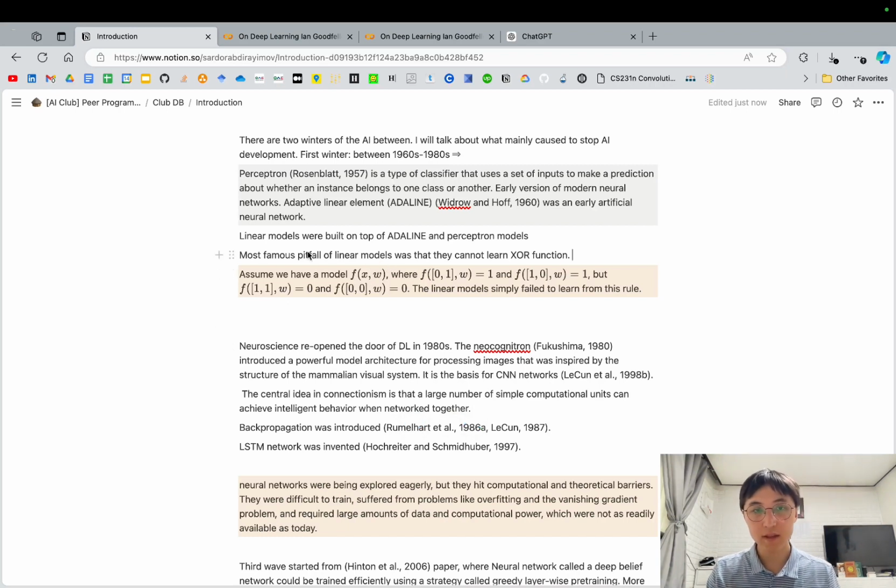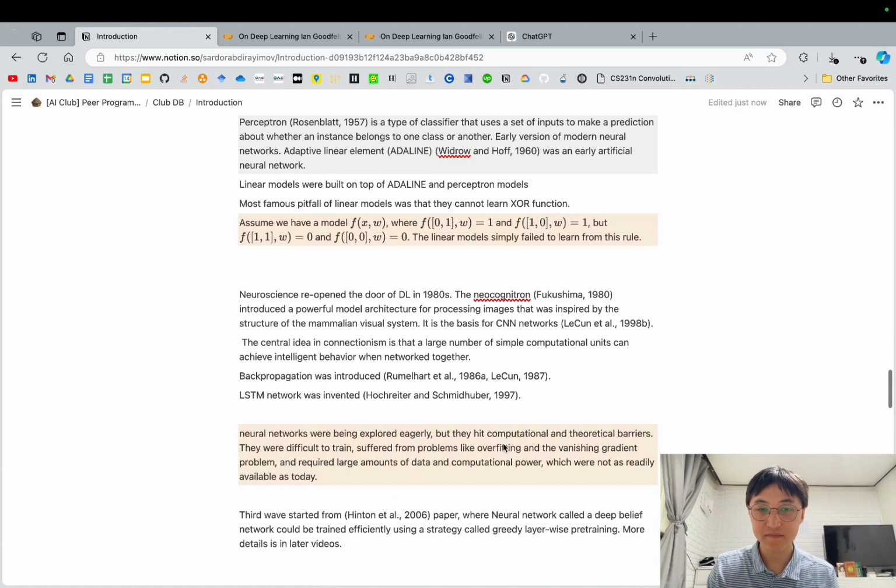So in our case, these linear models consist of only one layer. But in the 1980s, scientists thought that if we stack a lot of such layers and connect them together, we can achieve intelligent behavior. At that time, backpropagation was created, and LSTM networks were created a little bit later.